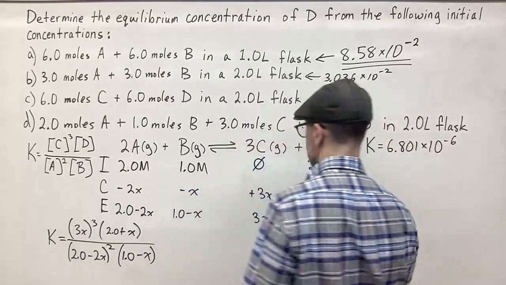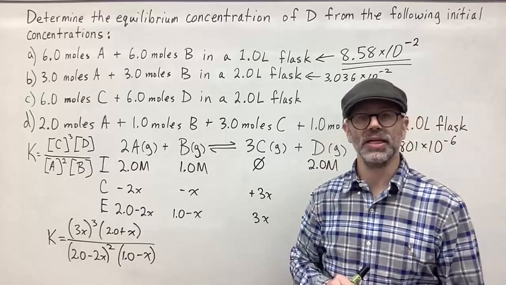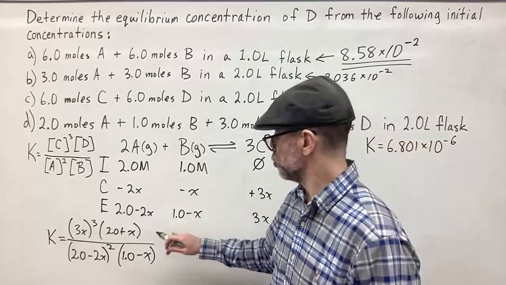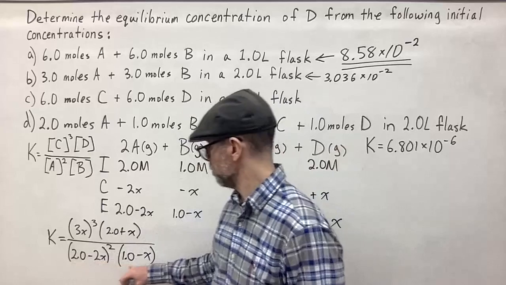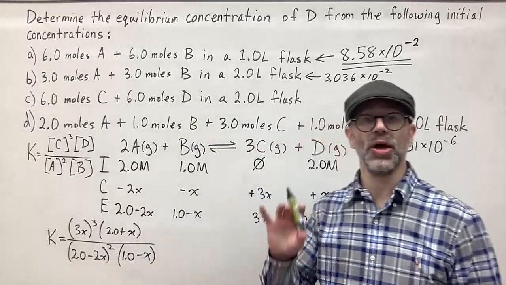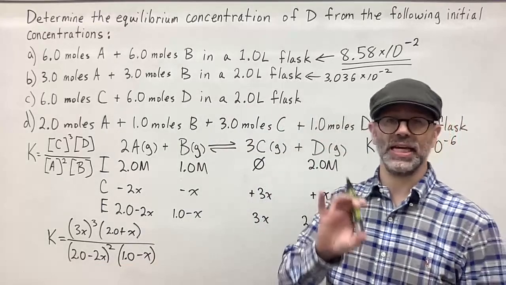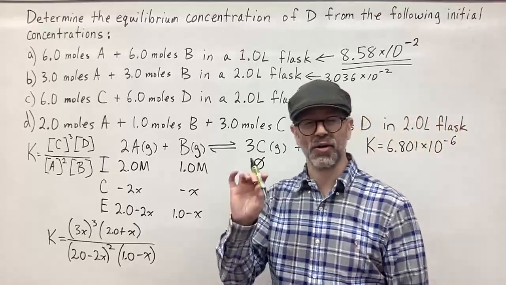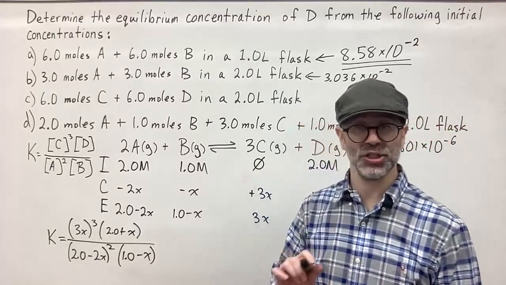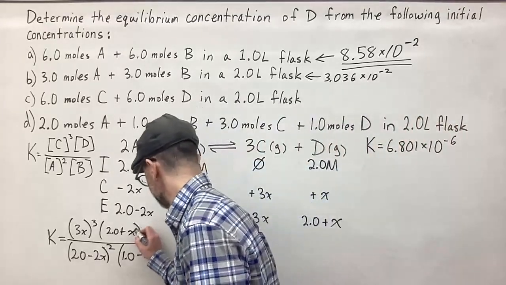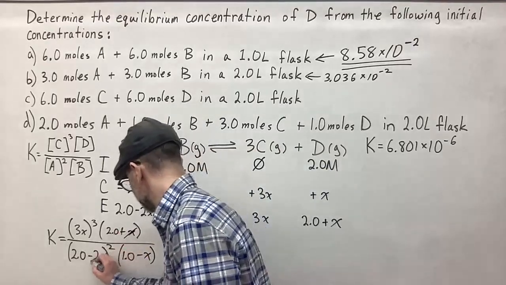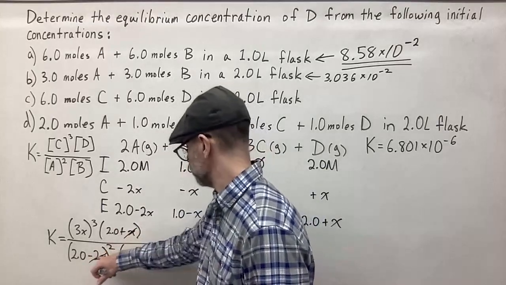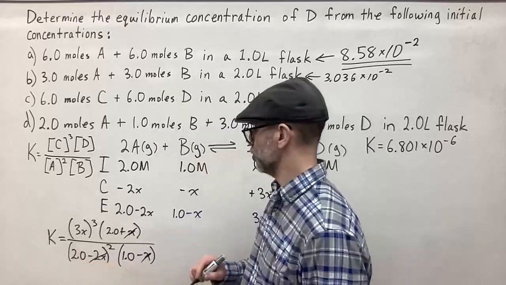Okay, so now that we have our expression here, again, because it's shifting in this direction and our K value is small, it's going to be a very tiny shift, so we can assume that x is going to be negligible. So subtracting or adding x to these numbers is not really going to change the numbers. So the equilibrium concentration for these values will be very, very close to the initial concentrations. So we can go ahead and ignore this, this, and this, since subtracting or adding x or 2x is not really going to change those numbers.